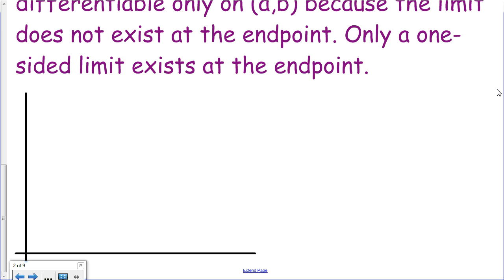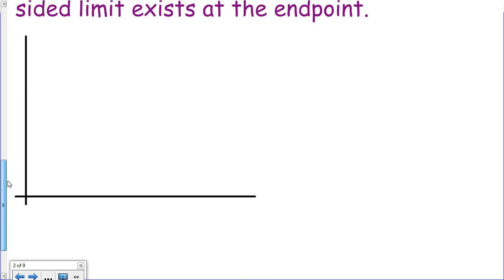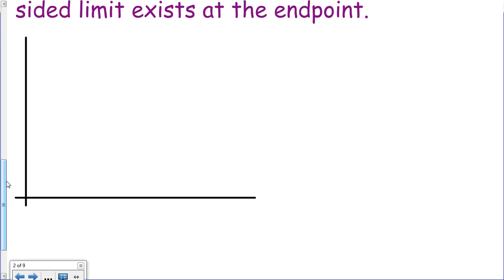Let's say that we've got some function here. Doesn't matter really what our function looks like, but we'll give it a little bit of a curve here. And I'm going to go ahead and mark a point here as an endpoint. Let's just say we've got a function that looks like this. And we'll say that this is at A, and this is at B.